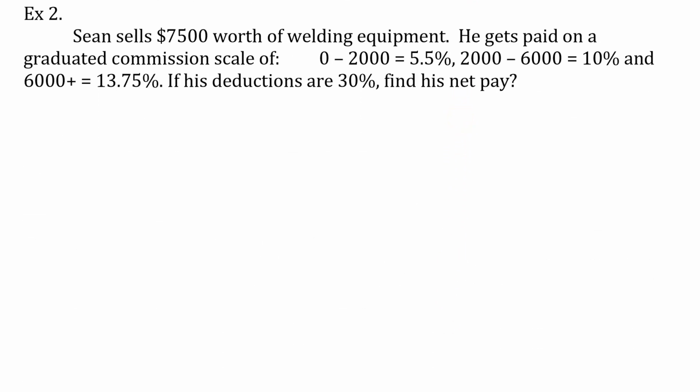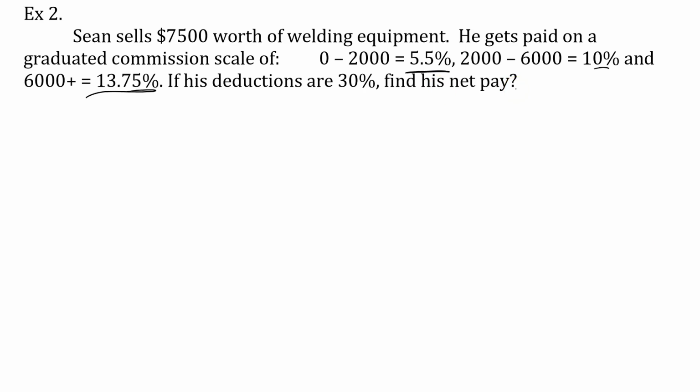So Sean sells $7,500 worth of welding equipment. He gets paid on a graduated commission scale of $0 to $2,000, and he gets 5.5%. $2,000 to $6,000, he gets 10%. And on sales over $6,000, he gets 13.75%. If his deductions are 35%, find his net pay.